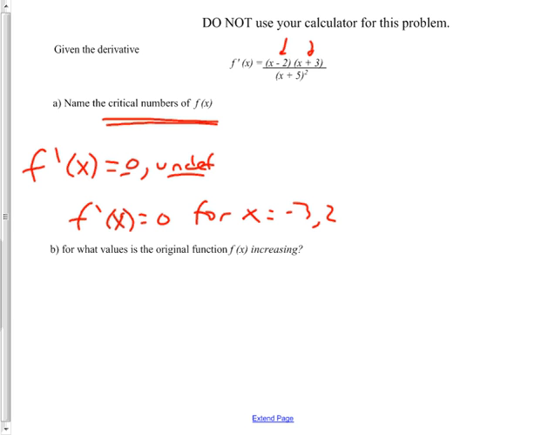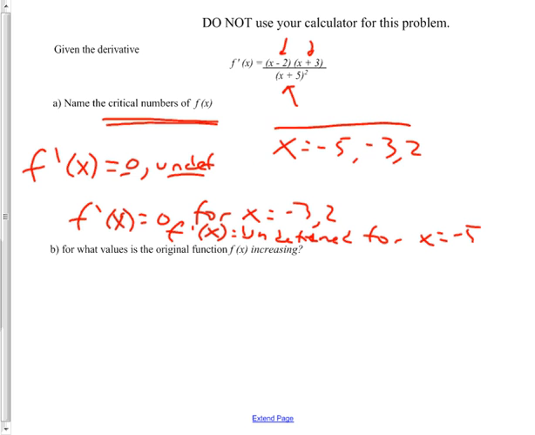And f prime of x is undefined for x equals negative 5, because if I put negative 5 in there, we'd be dividing by 0. So the critical numbers are x equals negative 5, negative 3, and 2. So these are the critical numbers for my function f of x.